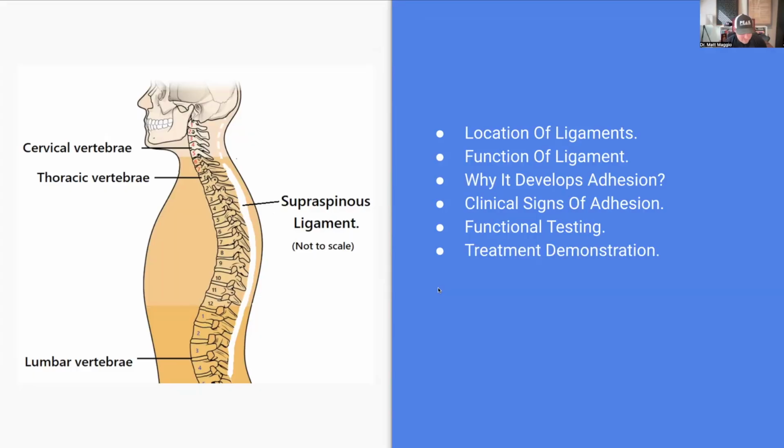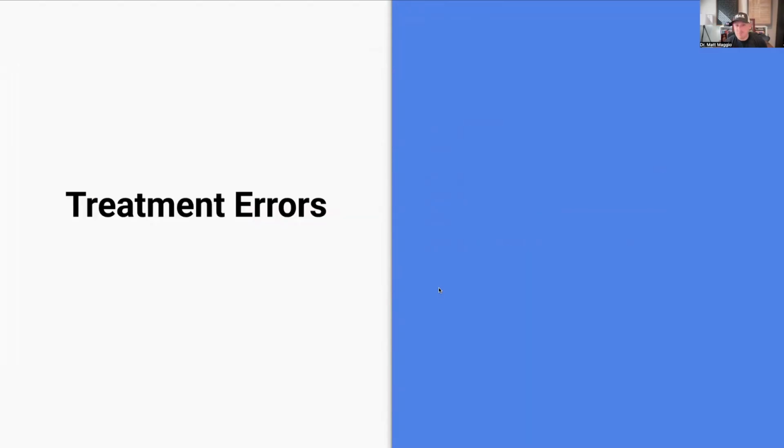So once again, you can see everything is deliberate, it's focused. A lot of times when people are doing instrument work, they just do way too much work. So a couple of treatment errors that I see when people are treating this area.